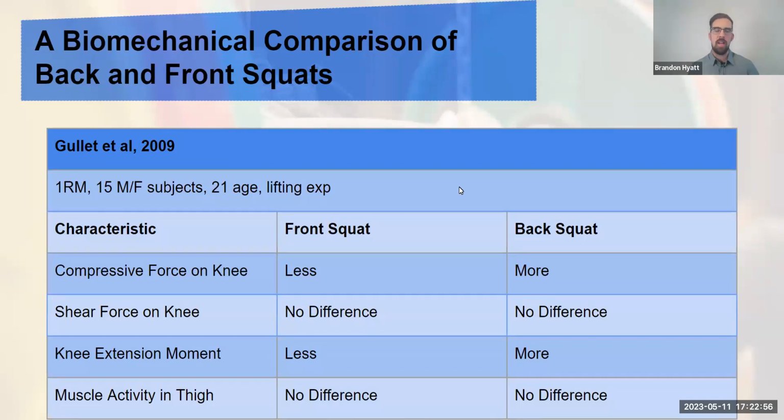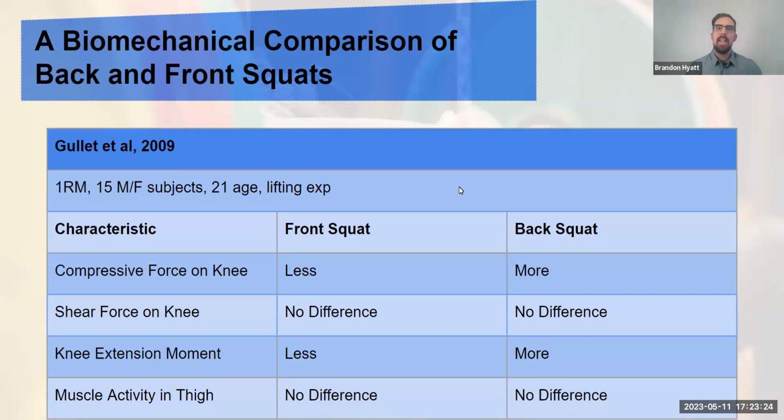Another thing that Gullett et al. said in their practical application is that these results suggest that the front squat may be advantageous compared to the back squat for individuals with knee problems, due to there being less compressive forces on the knee. So if you've got a client with knee issues, you're looking for an entry point exercise, the front squat might be a great one, barbell front squat, maybe goblet as well. That makes sense to me.